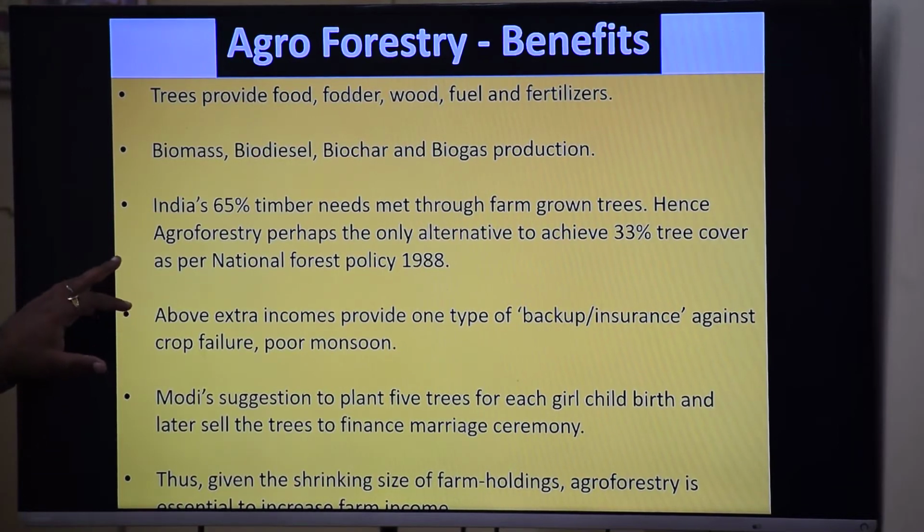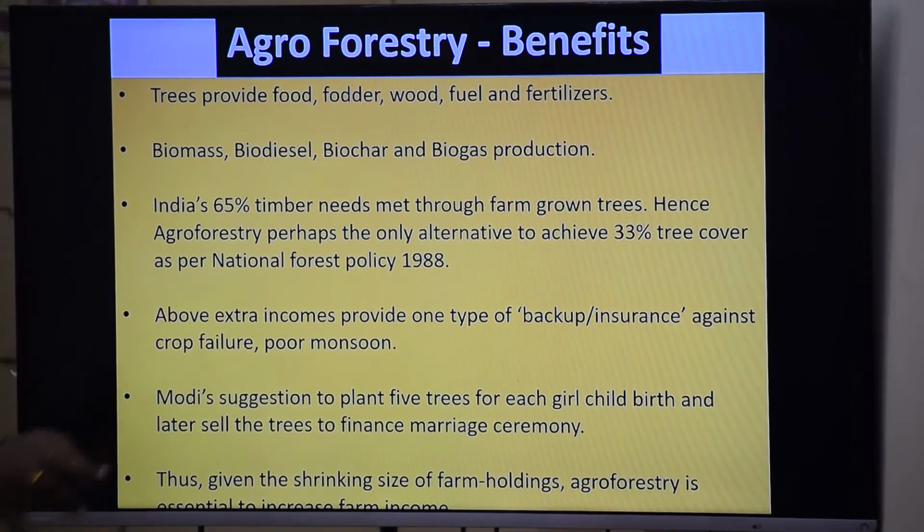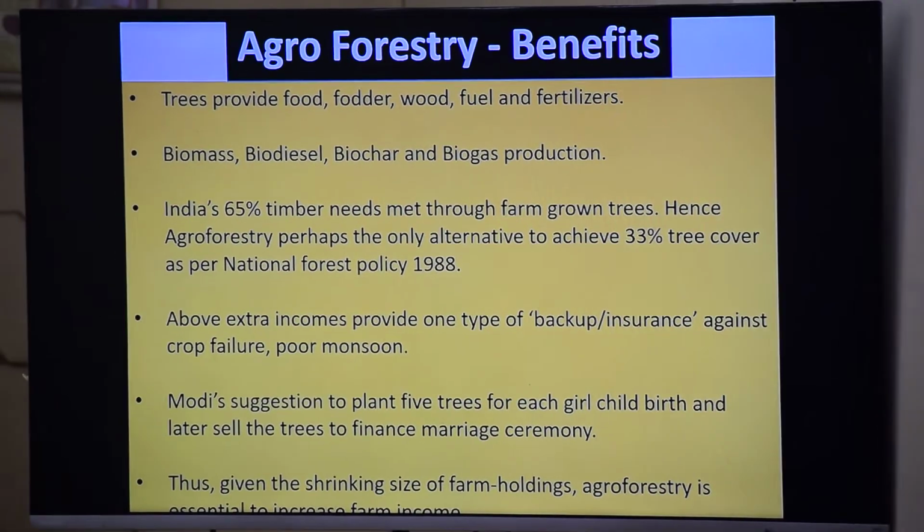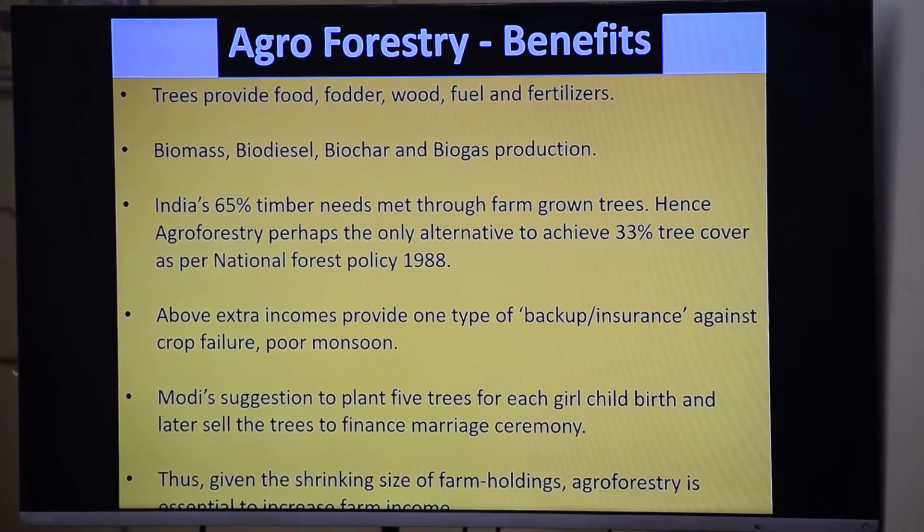So we have been told agroforestry is perhaps the only alternative to achieve right now. Agroforestry is the only alternative to achieve 33% tree cover as per National Forest Policy 1988 as well as National Forest Policy 2016.